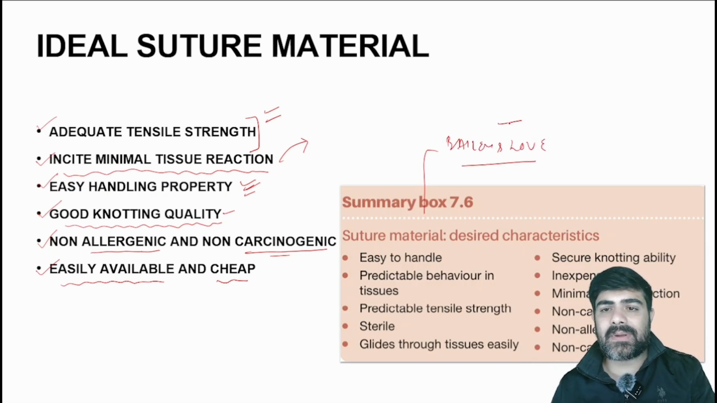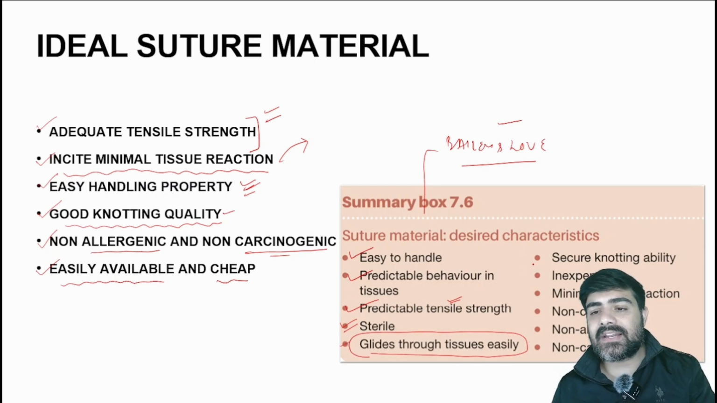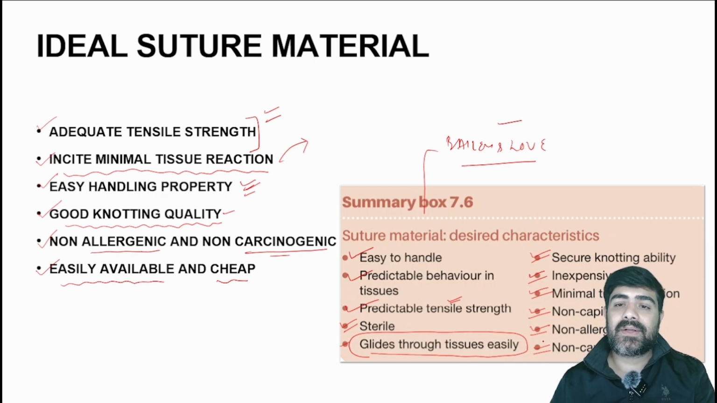So this is taken from Bailey and Love, and it should be easy to handle, with predictable behavior in the tissues, or predictable tensile strength. There should be good tensile strength wherever it is required and as much as it is required. Then it should be sterile and glide through the tissue easily in which we are placing it. Then there should be secure knotting ability. It should be inexpensive. There should be minimal tissue reaction and no capillary action. It should be non-allergic and non-carcinogenic. So this is about desired characteristics of the suture material.